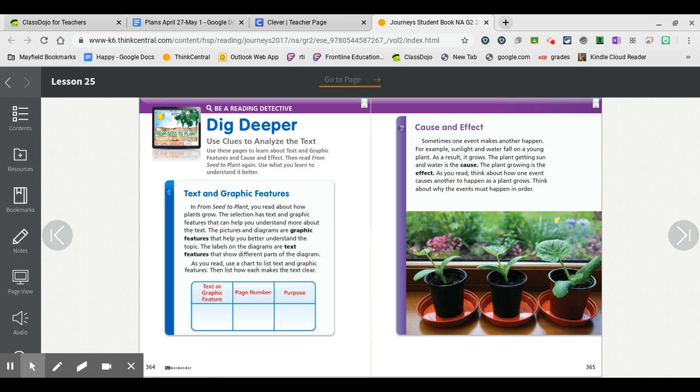When you read, I want you to carefully think about your text and graphic features as well as your cause and effect.